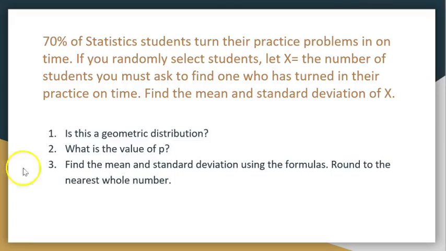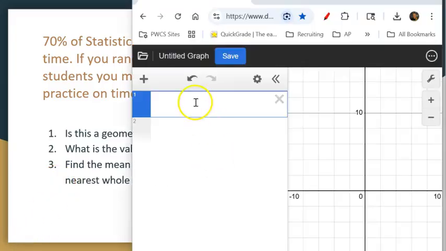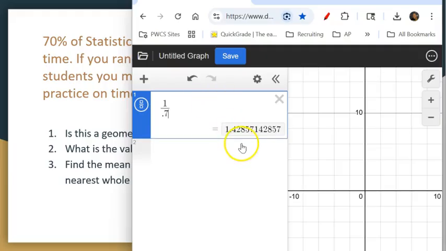If we want the mean and standard deviation, we need a calculator. I'm going to use Desmos. The mean is 1 over p, so 1 divided by 0.7. That gives me 1.42. So I would expect to ask somewhere between 1 and 2 people before I get somebody who says yes, they have turned it in on time.